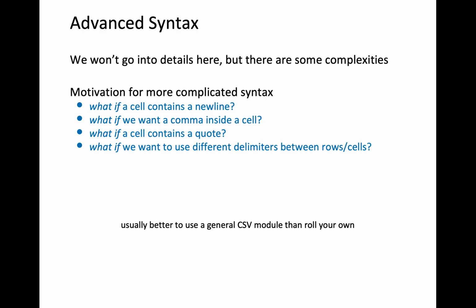Let's talk about the complication with respect to coming up with our own code for reading data from CSV file. What if within a cell we want to have a new line? Well, new line has a special meaning. That's because it's supposed to be a delimiter between rows, correct? What if we wanted to have a comma within a cell? That is also going to be tricky because comma has a special meaning as it is supposed to be the delimiter between cells. What if a cell contains a quote? And what if we want to use different delimiters like tab in between cells?